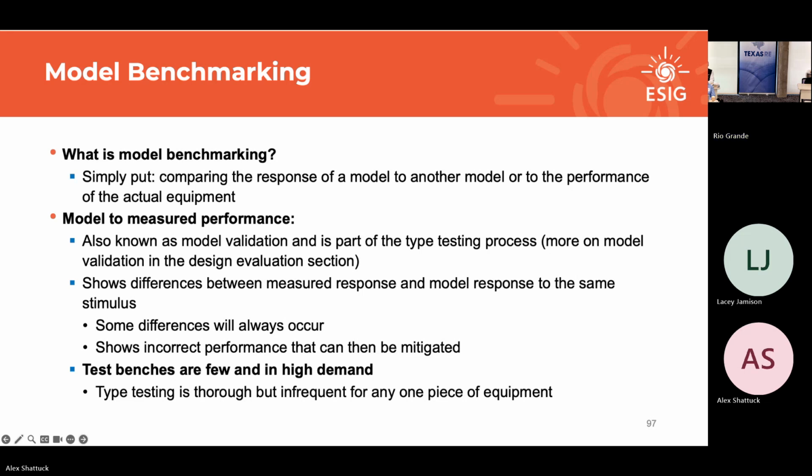So, model to measured performance, just briefly here: model validation is part of the type testing process. We'll talk a lot more about it tomorrow. Basically, it shows the difference between the measured response and the model response to the same tests. You're setting up a test system, doing tests, measuring, and doing the same thing in the model, and you hope they match. They're never going to match perfectly. Even with the perfect model and perfect tests, even if I spend weeks mitigating measurement errors, there will always be differences.